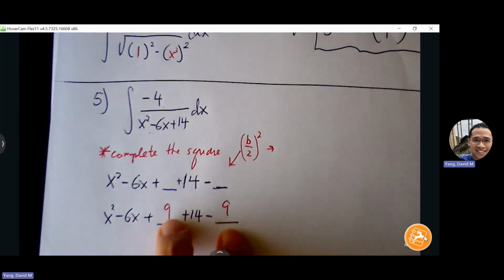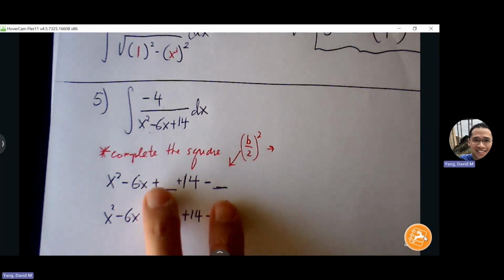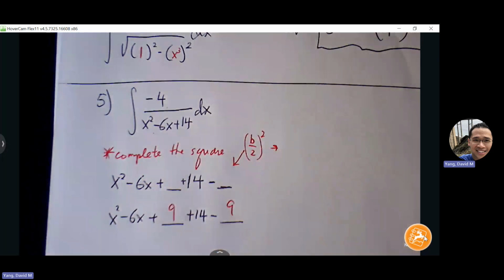Because whatever number we find, we got to make sure we find a way to remove it because we don't want to change the overall value of this original expression.